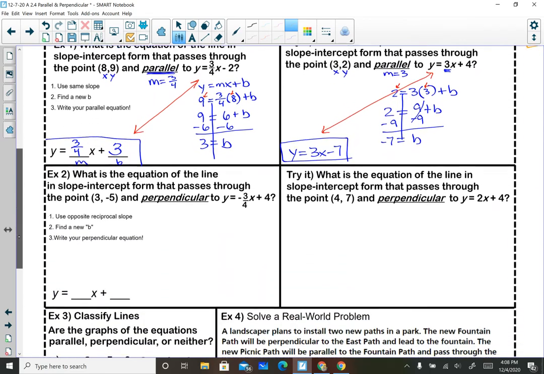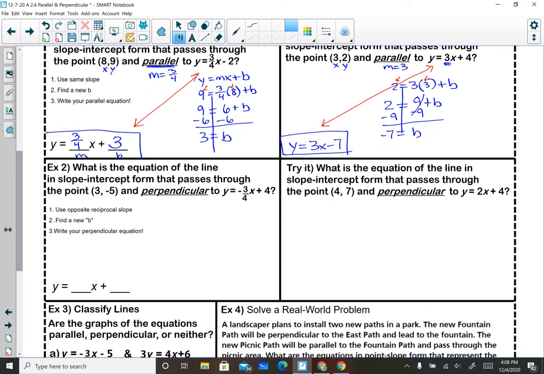All right, so here we go. What is the equation of the line in slope-intercept form? So it's the same type of question as above, but it says that it's got to pass through the point 3, negative 5, and it has to be perpendicular to y equals negative 3/4 x plus 4. So it has to be perpendicular this time.